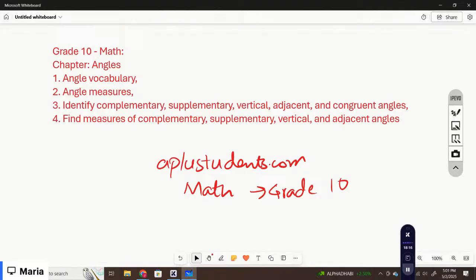We are going to start with the chapter angles. The lessons we're going to cover today are angle vocabulary, angle measures, identify complementary, supplementary, vertical, adjacent, and congruent angles, and find measure of complementary, supplementary, vertical, and adjacent angles.